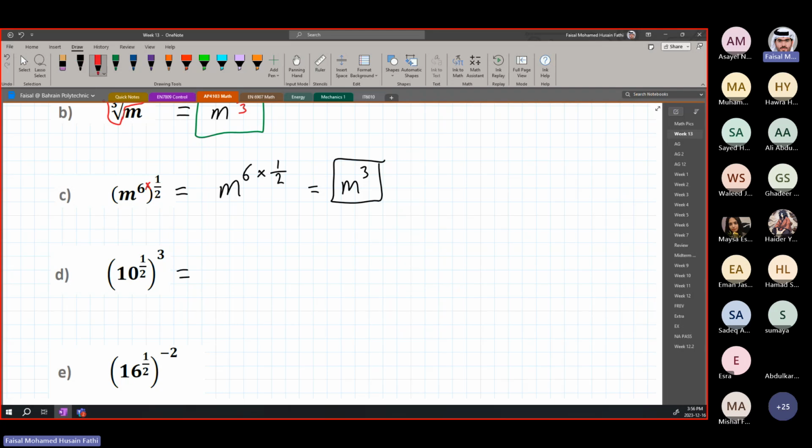Let me know. Same thing here. This is multiplication. 10 to the power of 1 over 2 times 3. This is equal to 10 to the power of 3 over 2.